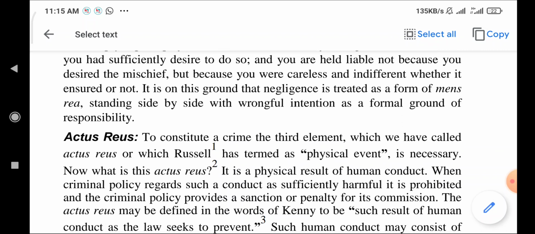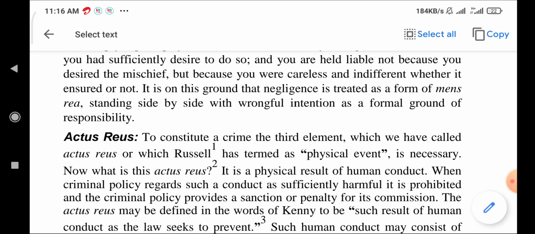Now, the meaning of actus reus. To constitute a crime, the third element, that is actus reus, which Russell, a thinker, has termed as physical event, is necessary. Now, what is this actus reus? It is a physical result of human conduct. When the criminal policy regards such conduct as sufficiently harmful, it is prohibited, and the criminal policy provides a sanction or penalty for its commission.